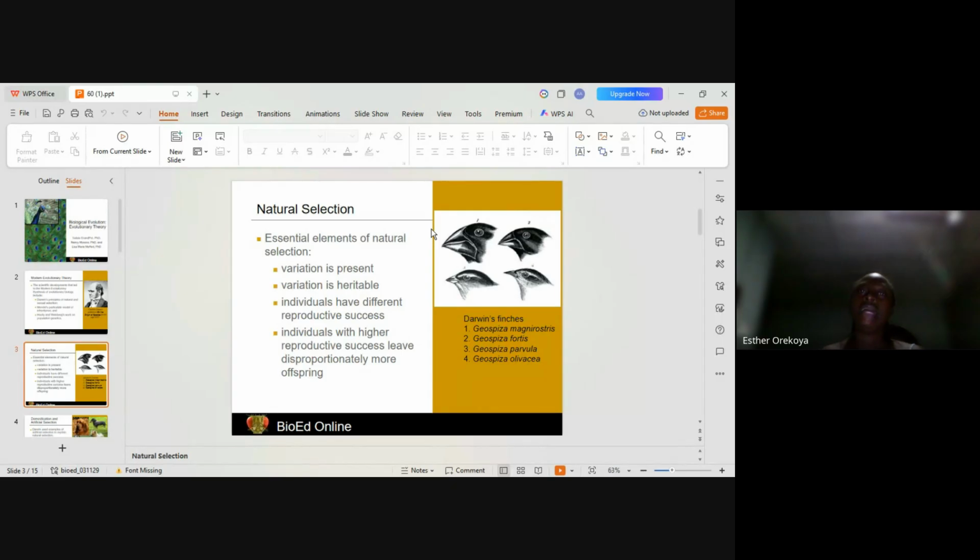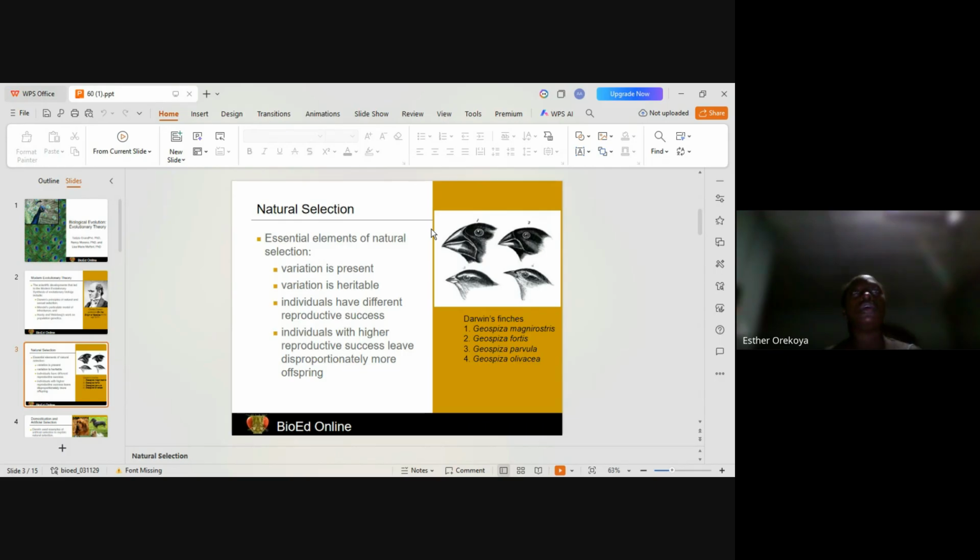Let me give you an example. Science has it that giraffes that have long necks evolved to have long necks. Why? Because when they want to eat, they feed on leaves. When they want to eat leaves on the trees, they find themselves stretching up, trying to reach the leaves on the trees. It is believed that is the reason why giraffes evolved and they have a long neck. That is why today's giraffes have long necks.